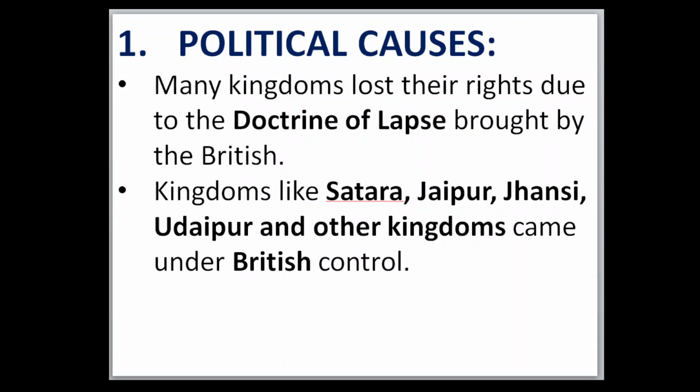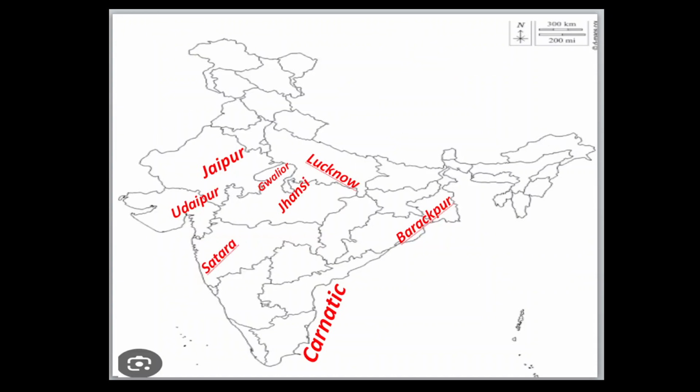Many kingdoms lost their rights due to the doctrine of lapse brought by the British, by Dalhousie, in the year 1848. You know what will happen. By this, many kingdoms like Satara, Jaipur, Jhansi, Udaipur and other kingdoms came under British control. Where are these located? Satara, Jaipur, Jhansi, Udaipur and others. Let me show you.